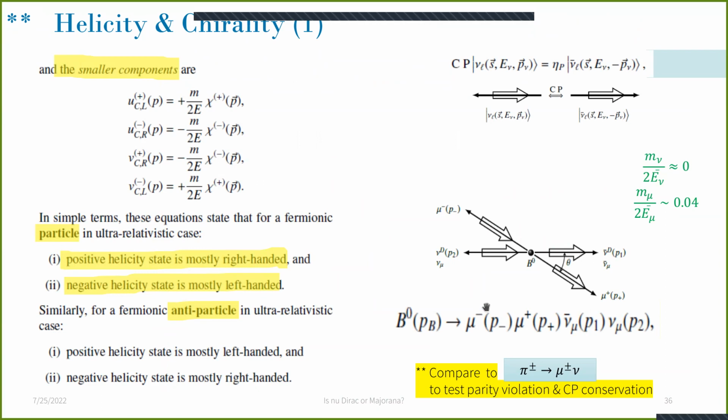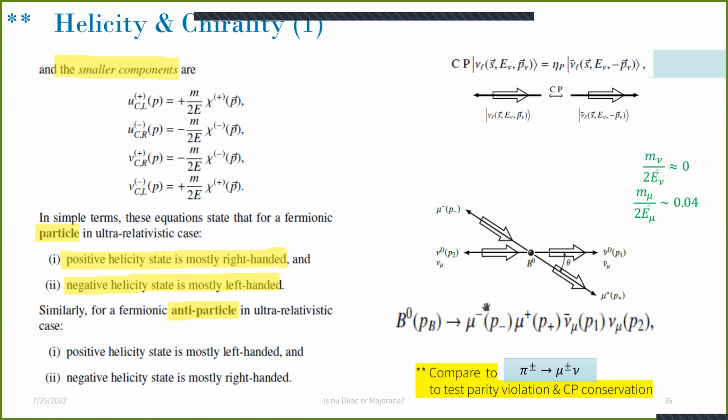But this is so small, so I'm going to just ignore it, because m over E is usually so small from our experimental point of view. The average E nu is about 1.4 GeV, and the mass is so small that this is zero. For the muon case, that's also small, because the muon mass comes from pion decay, which I'll show on the next page.